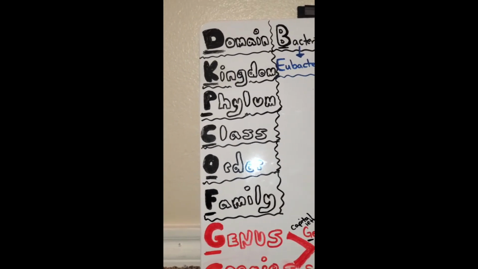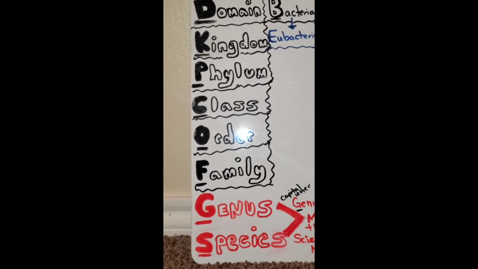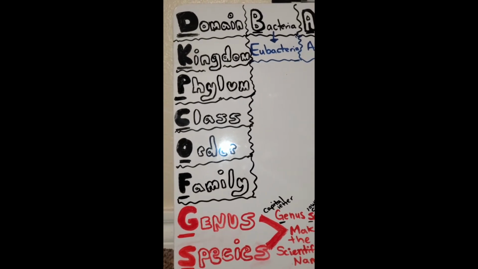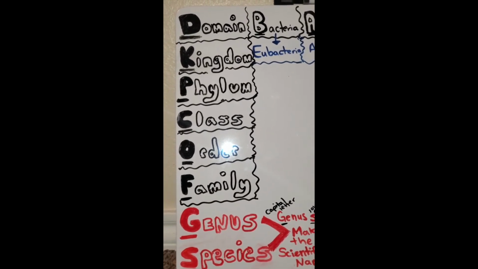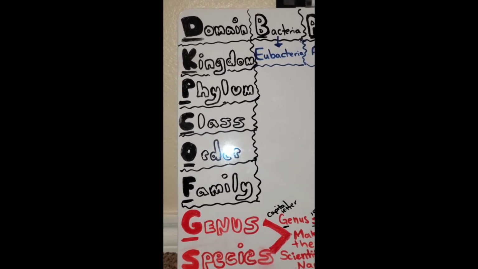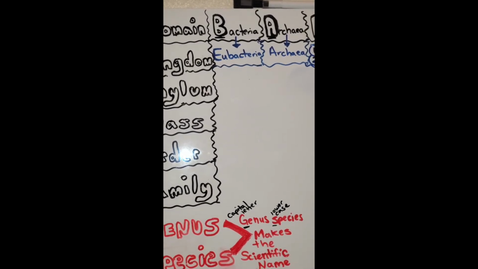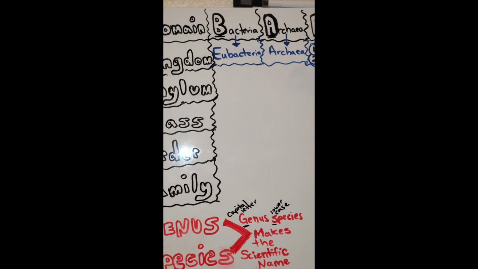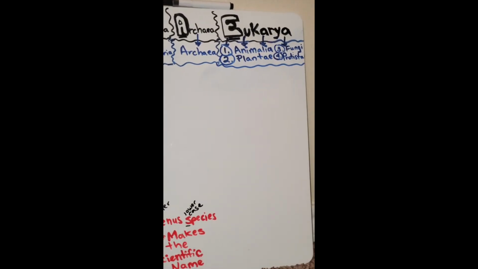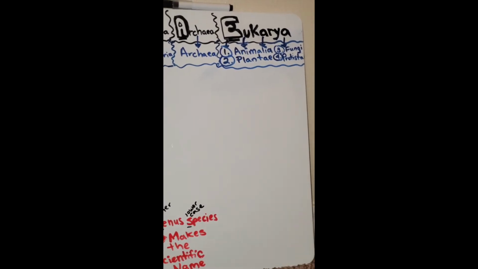After the domain comes the kingdom. So under kingdom, there are only 6 kingdoms. Bacteria's domain has the kingdom Eubacteria. It's kind of easy to remember. That means true bacteria. Archaea has the kingdom Archaea. Again, easier to remember. And then finally, the 4 kingdoms that fall under Eukarya are Animalia, which you can only guess that all animals fall into.